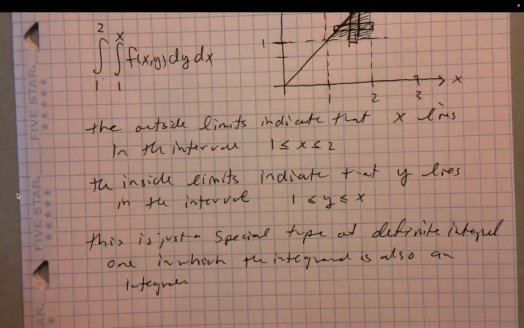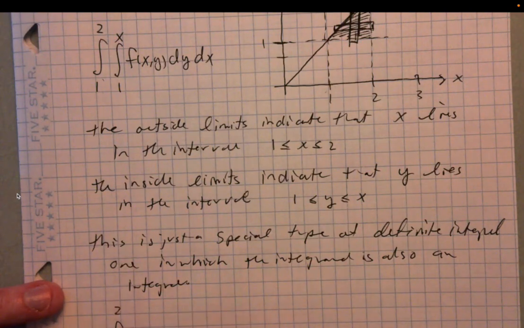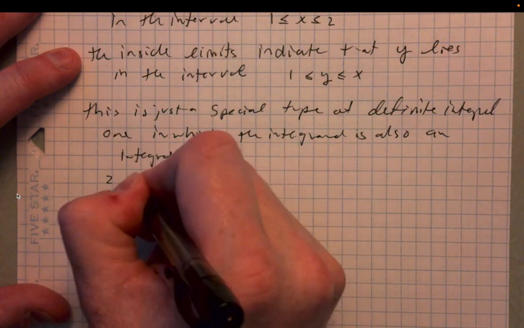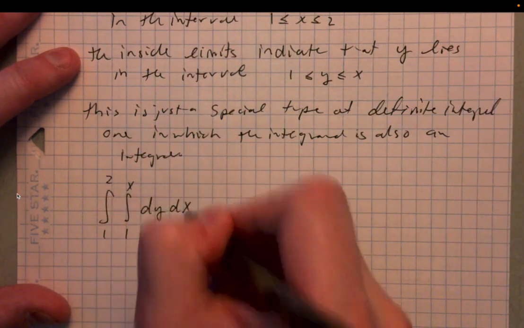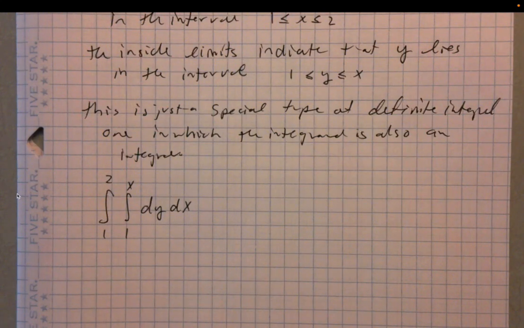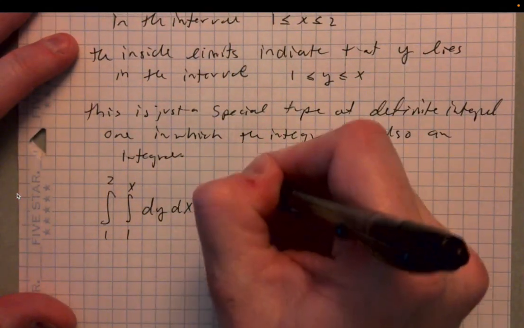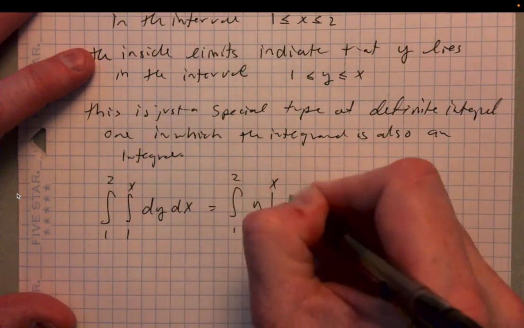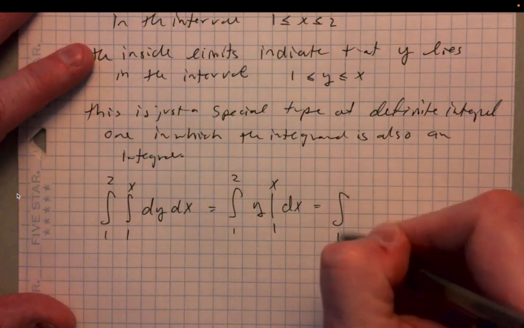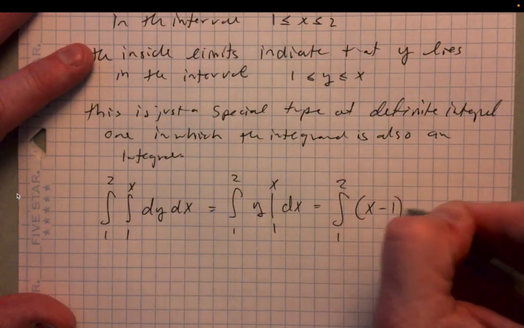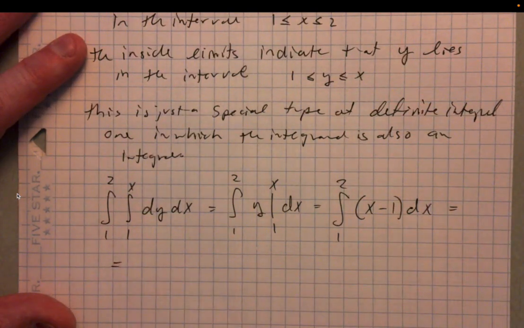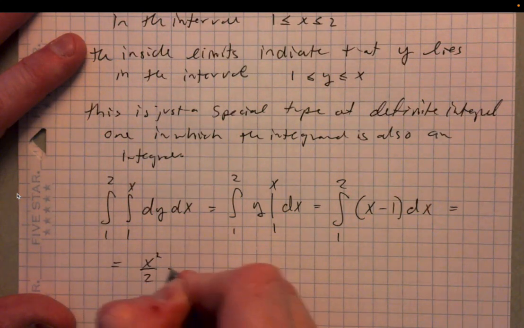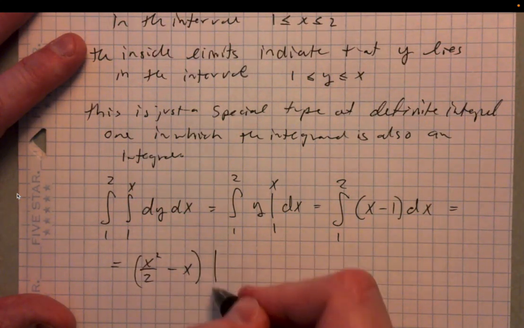Could we integrate this? You bet. We could do this one. The integral from 1 to 2 and from 1 up to x of dy dx. We could integrate that. And what would we get? We would get the integral from 1 to 2, and then y going from 1 up to x, dx. So this would be the integral from 1 to 2 of x minus 1 dx, and then this would be x squared over 2 minus x from 1 up to 2.